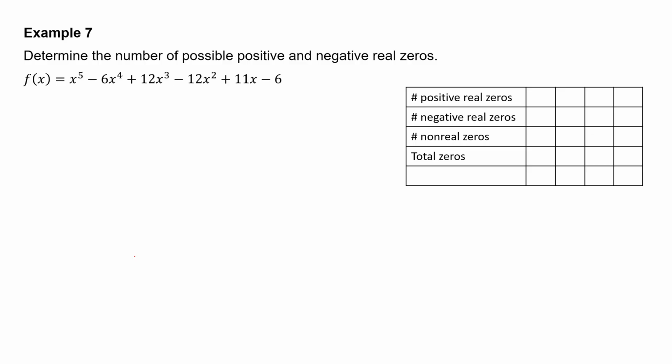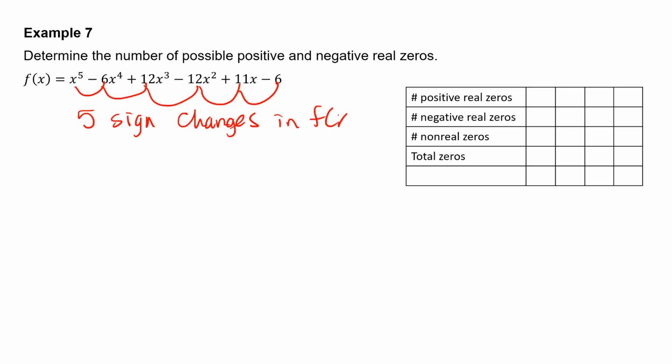All right, so determine the number of possible positive and negative real zeros for this function. Okay, we've got it all in order from the highest power of x down to the constant. Now we'll count the sign changes. There's 1, 2, 3, 4, 5. There are 5 sign changes in f of x, which means that we will have 5, 3, or 1 positive real zeros. So 5, 3, or 1.